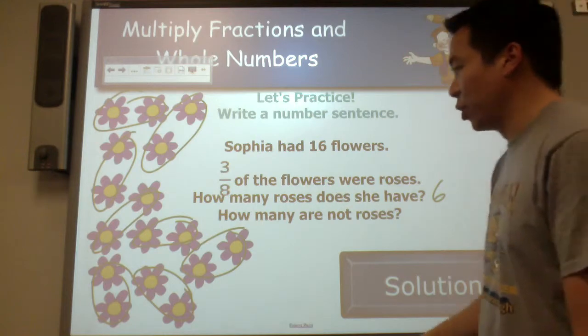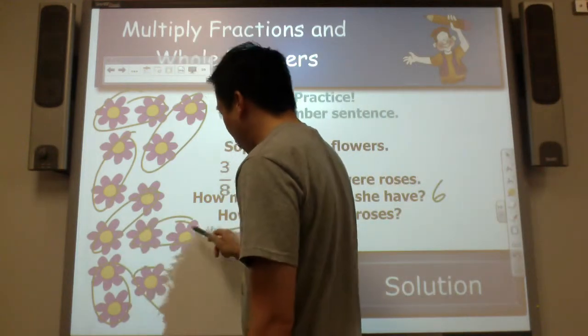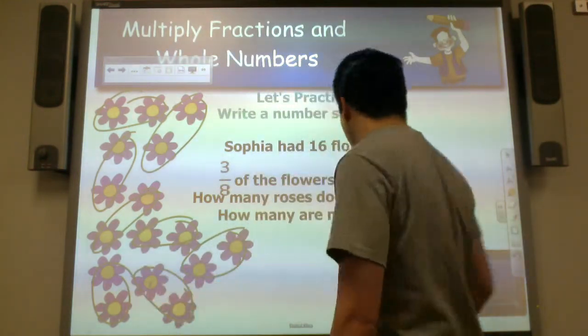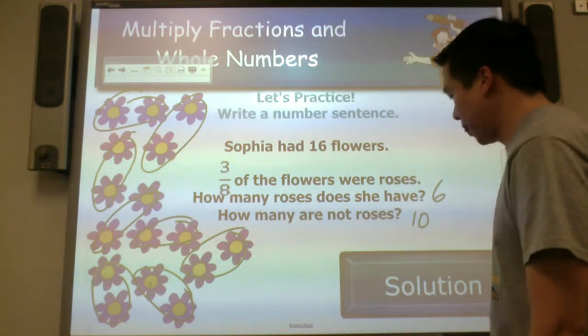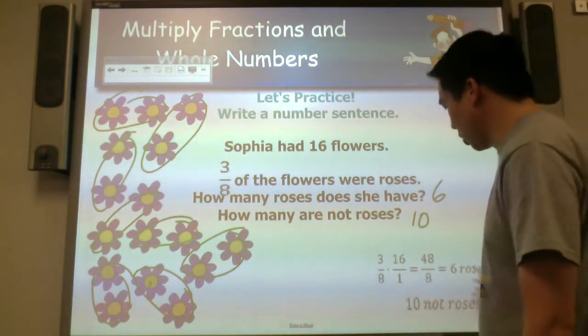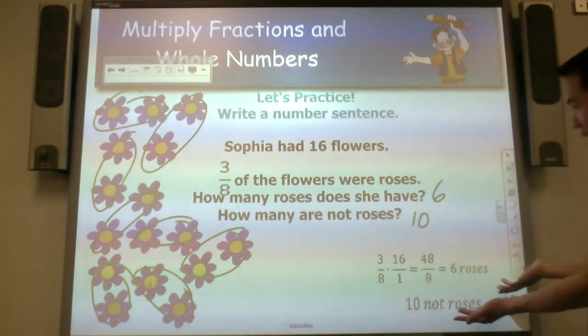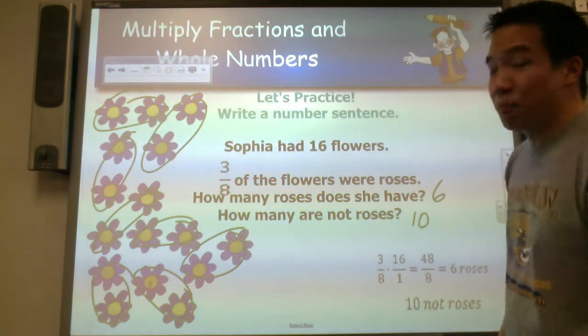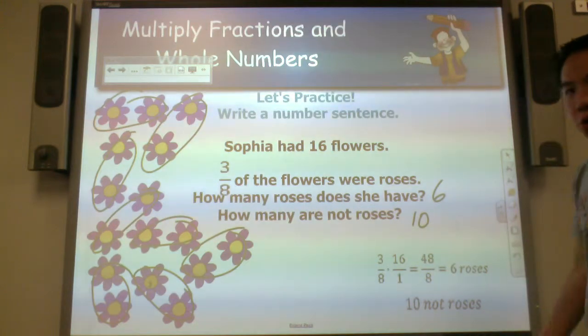How many are not roses? 1, 2, 3, 4, 5, 6, 7, 8, 9, 10 of them are not roses. Ooh, it works. Did I get the answer? I did. If you do not like modeling, you could have done it this way.